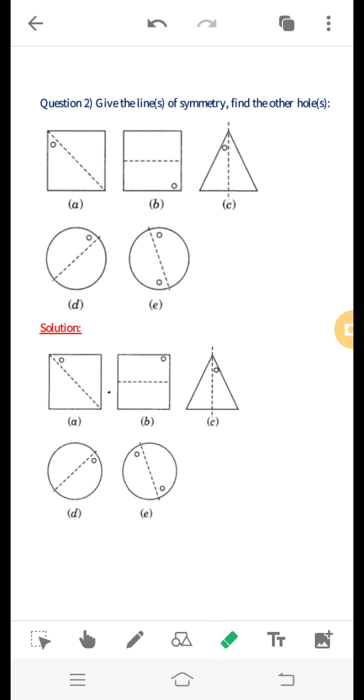Question 2. Give the lines of symmetry. Find the other holes. Here the line of symmetry is given. We have to draw the holes in the second part. Suppose here one hole is given, so where do we have to put the second hole? Here. Similarly, one hole is given, we have to put the hole here. In the triangle, one hole is given, we have to put the other hole here.